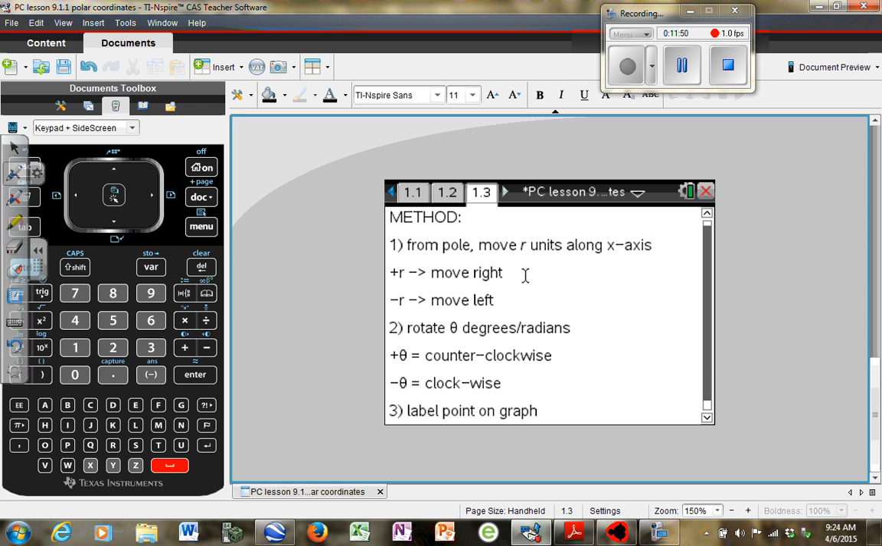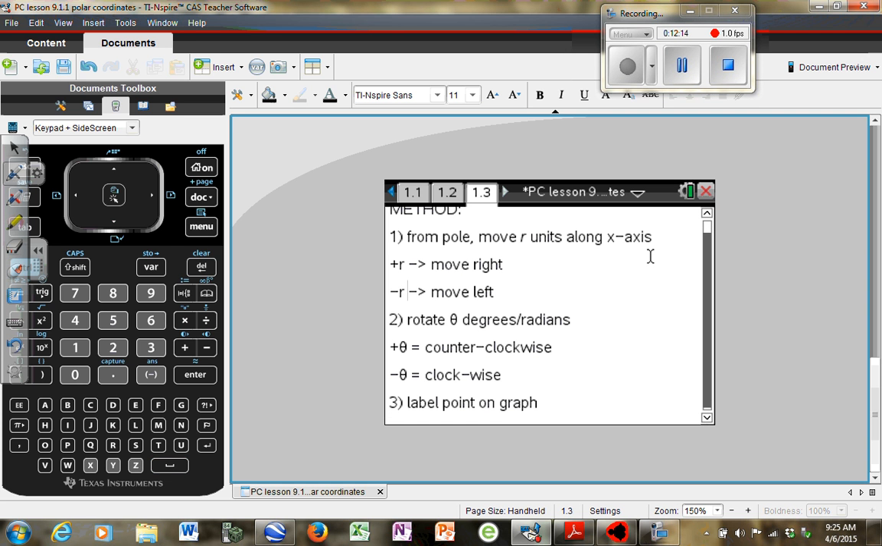Once you find that spot, then number 2, you're going to rotate however many degrees or radians. If the rotation is a positive angle, you're going to go counterclockwise, same way that we did unit circle stuff. And for a negative angle, you're going to go clockwise. And then you draw the dot in. That's it. You label the point on the graph. That's how complicated this one gets.